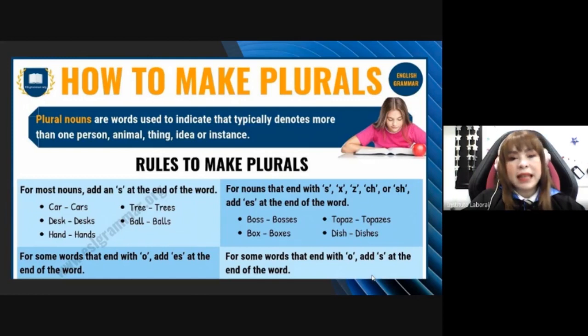For nouns that end in S, X, Z, CH, or SH, we need to add an extra syllable. The extra syllable is the combination of the letters E and S at the end of the word. If we have the noun bus, then to make it plural, we add ES: bus, buses, box, boxes, pass, passes, dish, dishes.